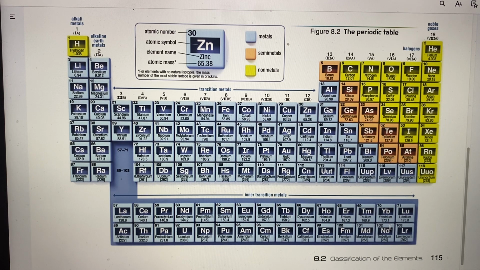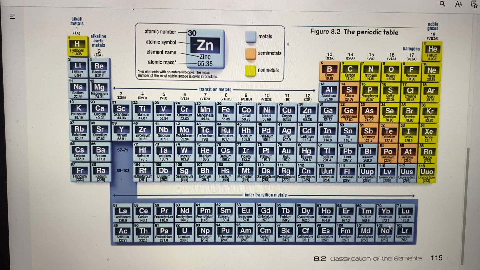So those are semiconductors. So we have those in non-metals, semiconductors, or semi-metals, I should say, and metals. So semiconductors are semi-metals, the same thing.